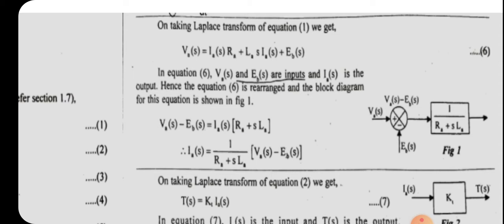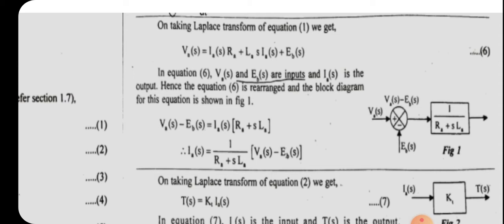We have to draw the block diagram by considering that VA of S and EB of S are inputs and IA of S is the output. We know that in the equation there is the term VA of S minus EB of S, meaning the difference between these two quantities is taken. So we should remember that there will be a summing point with plus and minus signs, and its inputs are VA of S and EB of S.